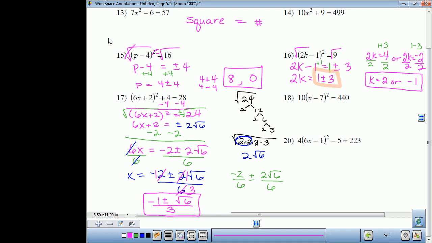Okay, let's look at number 18. You just have to look at these carefully. Is everything over here being squared? No. What's not? The 10. The 10 is multiplied times that stuff, isn't it? So we have to get rid of it by dividing. Oh, okay. That's all you have to do for that one?